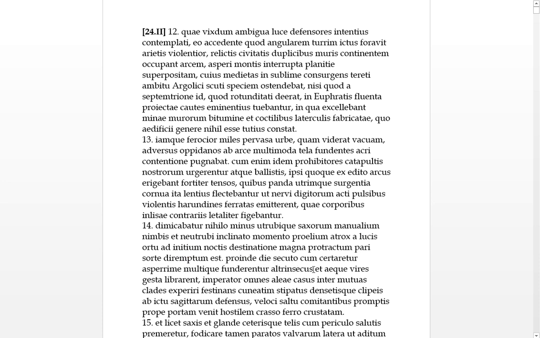Utrinque secus, on both sides, it's one in the secus family. And aequi vires, there was equal strength. Librabant, in the balance. If you know your star signs, Libra is a balancing thing. Gestarum, of the deeds done.